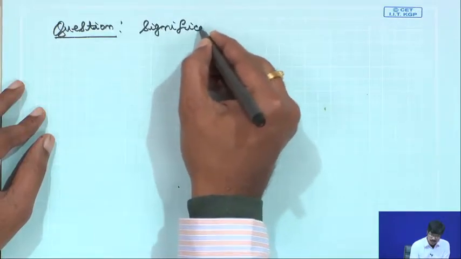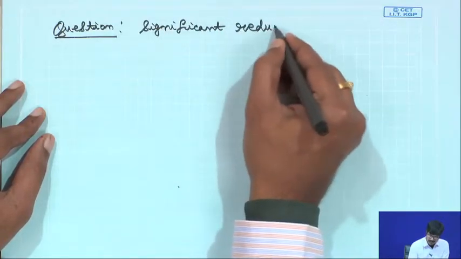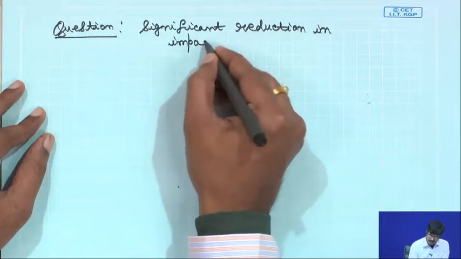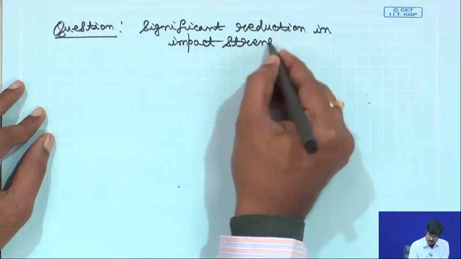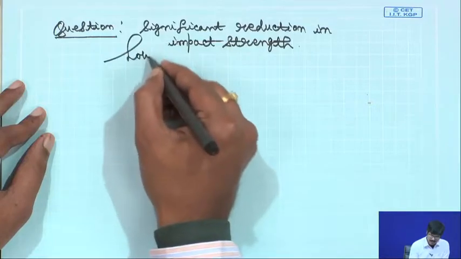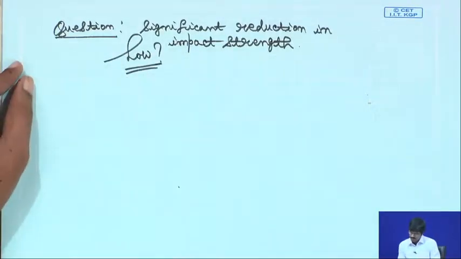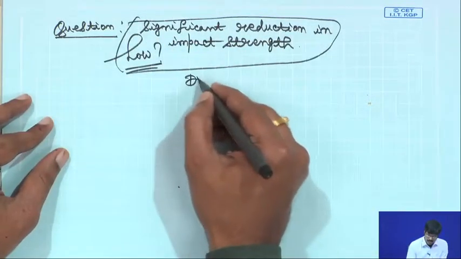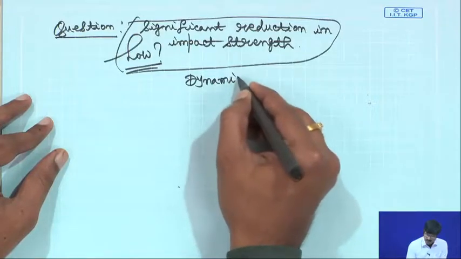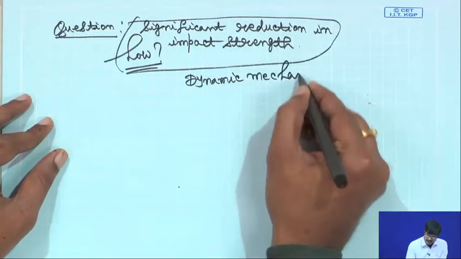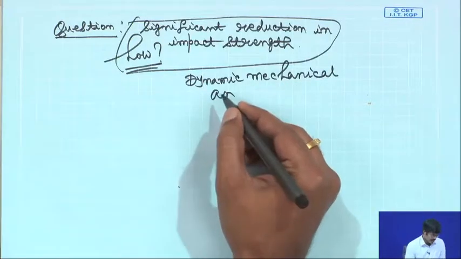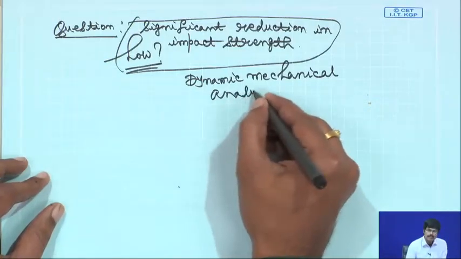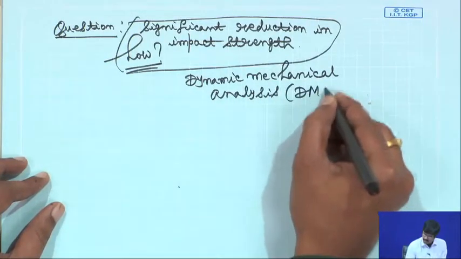So, you have a significant reduction in impact strength. So, the question is how to explain this. In order to find out the answer, we have to do what is called dynamic mechanical analysis, or DMA.